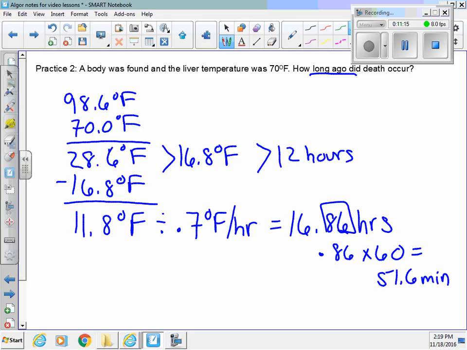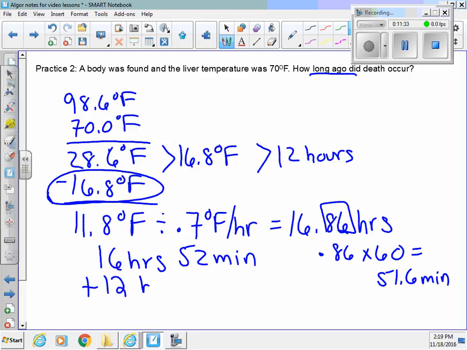And this 16 hours, it's not just 16 hours. It's actually 16 hours plus the 12 that we accounted for here. So it's 16 hours and 52 minutes plus 12 hours that we took away before. So you should come up with a total of 28 hours and 52 minutes. That's how long ago this person died.